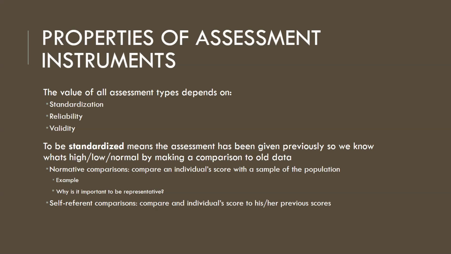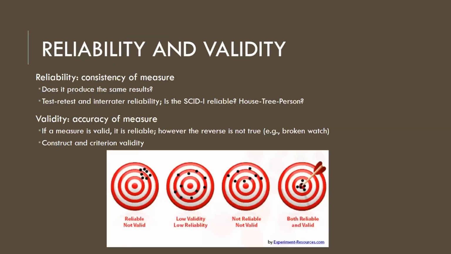A self-referent comparison is when we give the assessment to an individual client multiple times over a period of time so that we can compare their score to their previous scores. So if we were doing outcome evaluation, for instance, and we were giving them the DASS every week for 3 months, we could not only compare a score to that normative population, but we could also compare that individual score to their past scores to determine how good or bad they're doing relative to their past history. So that's what's called a self-referent comparison.